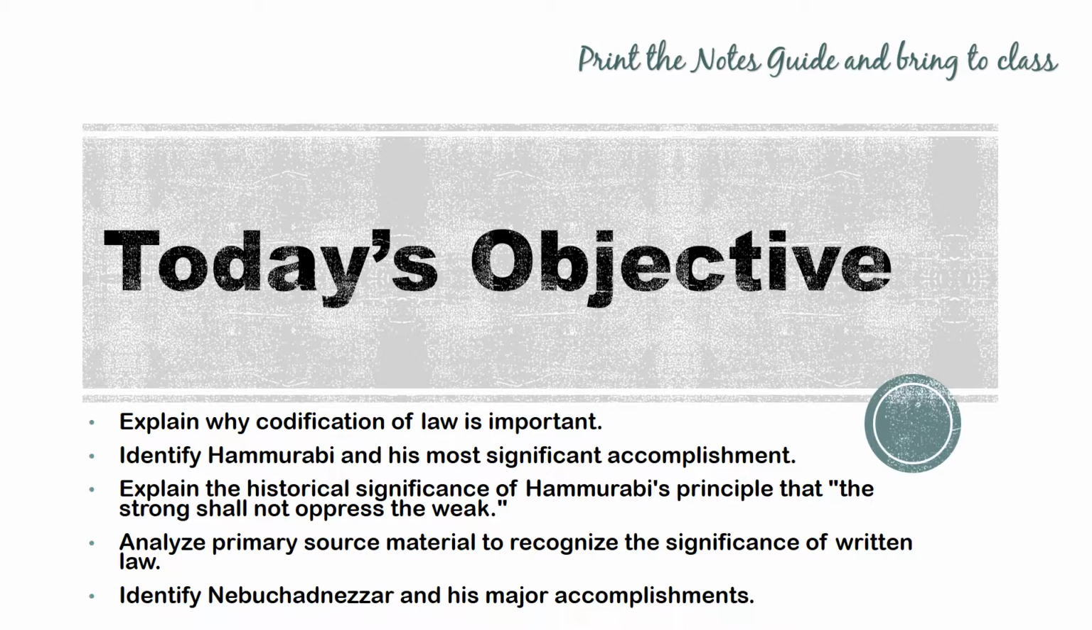And as you are reading through the lesson, make sure that you're taking a look at the objectives. The objectives for this lesson, we want to be able to explain why codification of law is important. So why are laws important to have? Identify Hammurabi and his most significant accomplishment. We want to be able to explain the historical significance of Hammurabi's principle that the strong shall not oppress the weak. Analyze primary source material to recognize the significance of written law. And then also at the end, as you read on, you're going to identify Nebuchadnezzar and his major accomplishments.